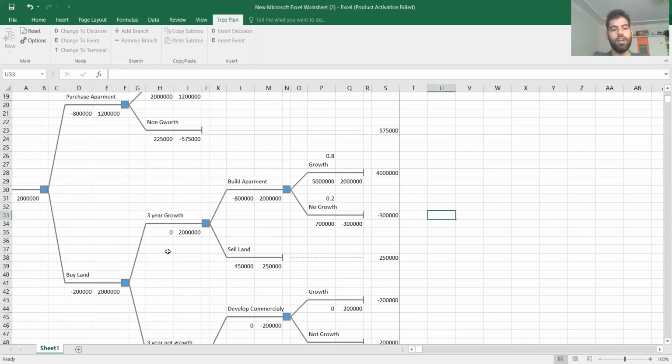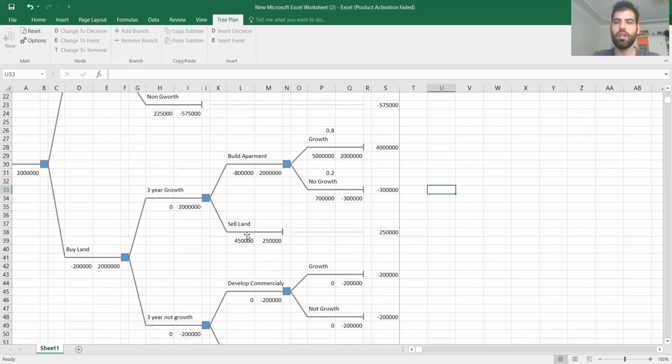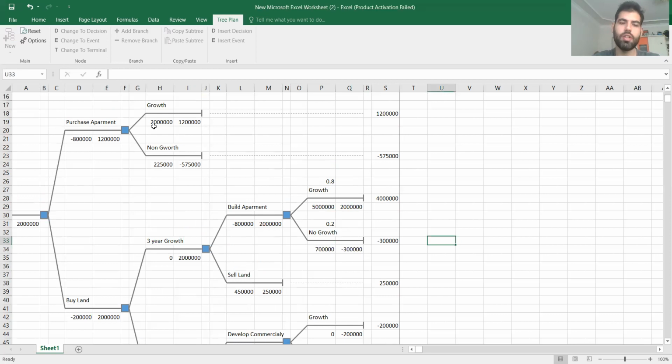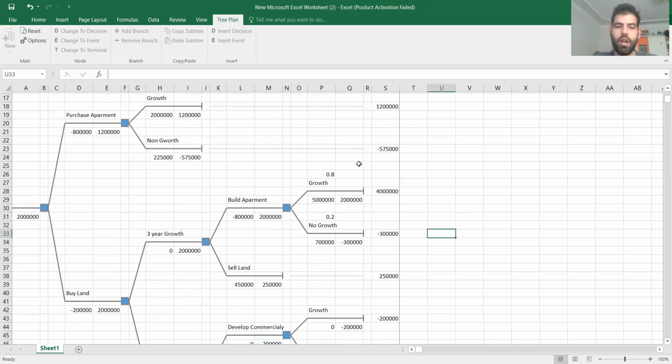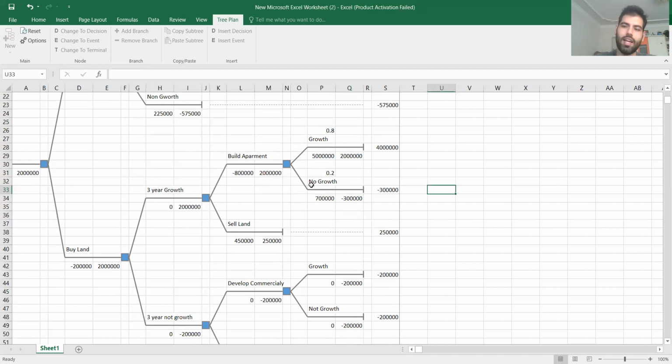On the other hand, we buy land, we wait 3 years, and also we sell land, we just make a profit. It's okay for us. And also when we purchase an apartment, and if it will be growth, we again have a profit on it too. But if not, we couldn't make any profit again. That's why we are looking at step two, which will be much more effortless for us.